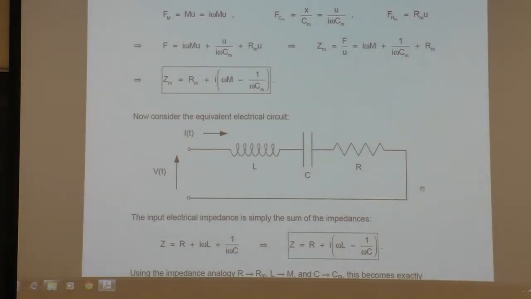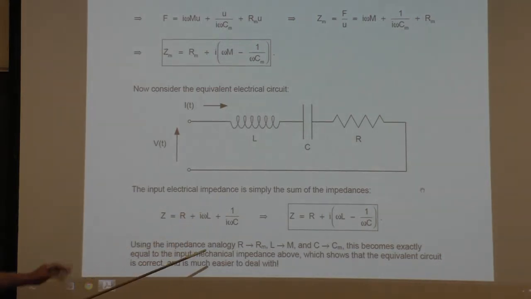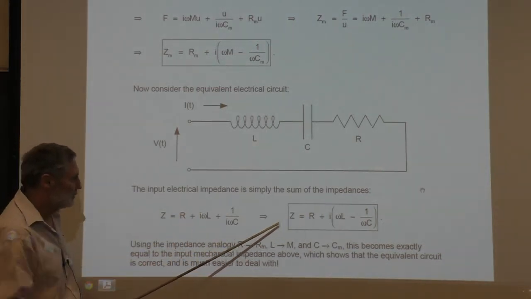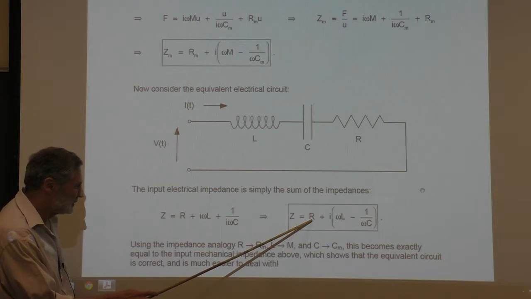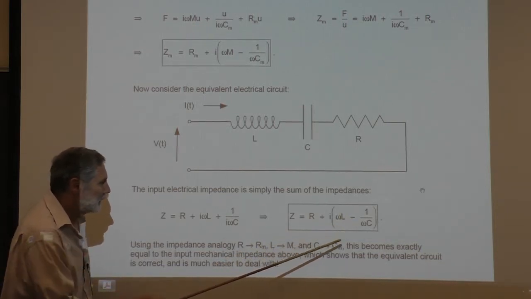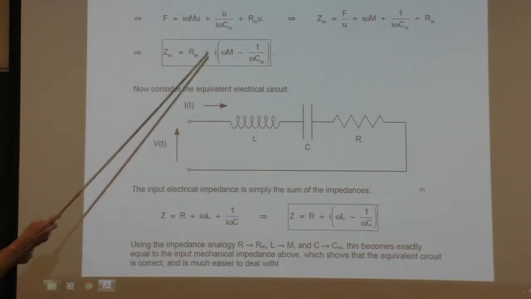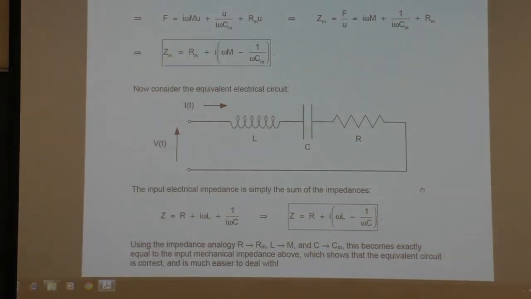Now, to complete the problem, what we should do is the correspondence. We should set the electrical resistance equal to the mechanical resistance, replace L with M, and replace C with the mechanical compliance. And if you do that, you'll see that you get exactly that. All right? So this is an exercise. It's a good exercise, I think.